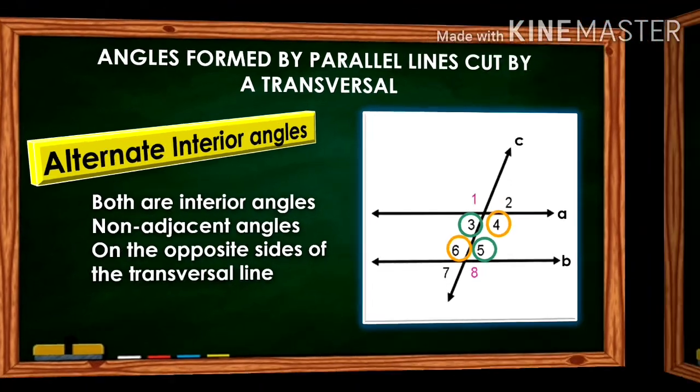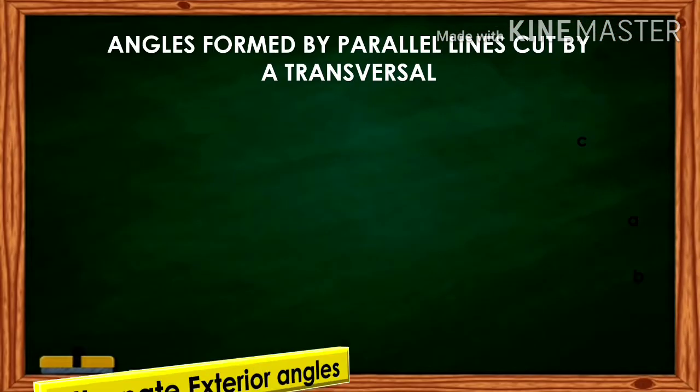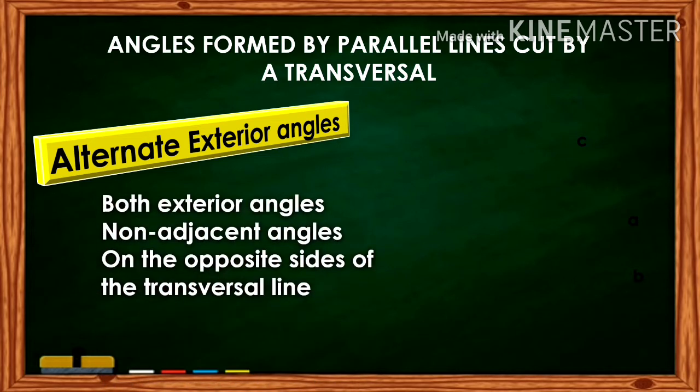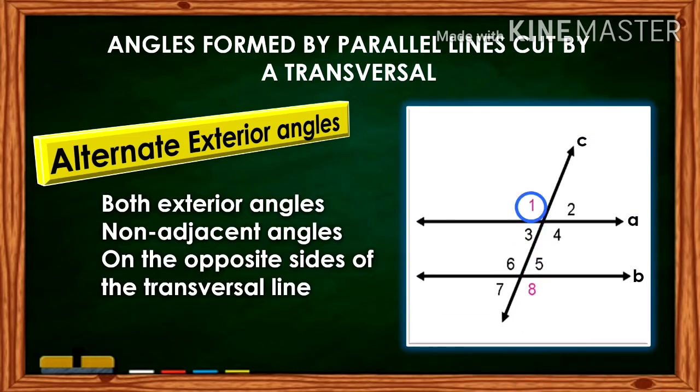Next one, we have the alternate exterior angles. When we say alternate exterior angles, both angles are in the exterior, non-adjacent, and on the opposite side of the transversal. Example, we have angle 1 and angle 8, angle 2 and angle 7.